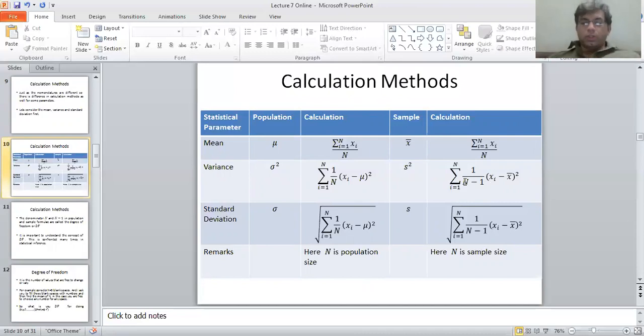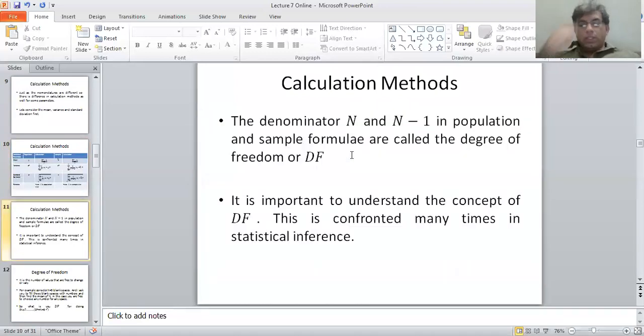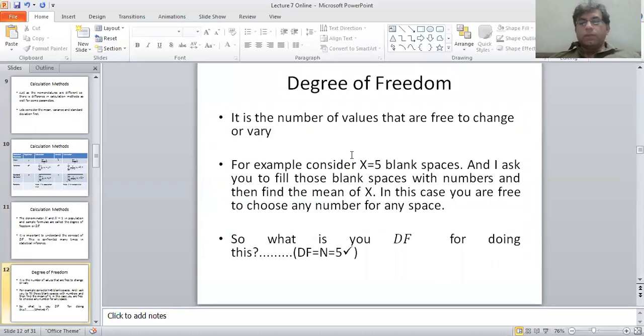Firstly, we should know this thing that these normalizing factors which we use, whether it is the mean calculation or the variance calculation, whether it is for population or for sample, we call them the degrees of freedom. Now, this is a very important concept in statistical inference, particularly because we will be confronting it every now and then, so we should understand what it actually means. Degree of freedom basically tells us the number of values that are free to change or free to vary.